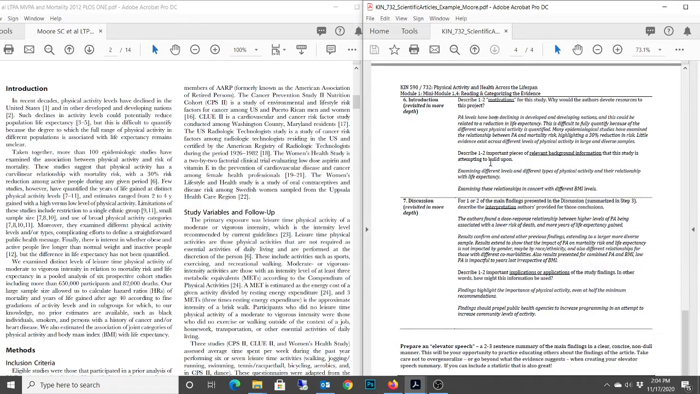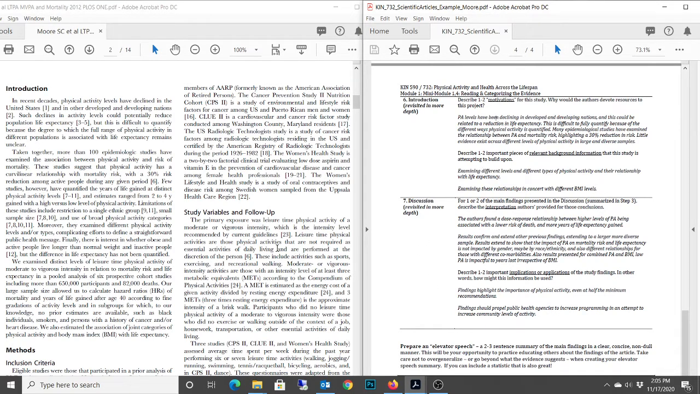And then describe important pieces of relevant background information that this study is attempting to build upon. Well, my take was that it's examining different levels and different types of physical activity and their relationship with life expectancy. And furthermore, it's examining these relationships in concert with different body mass index levels. So that's really a revisit of the introduction.